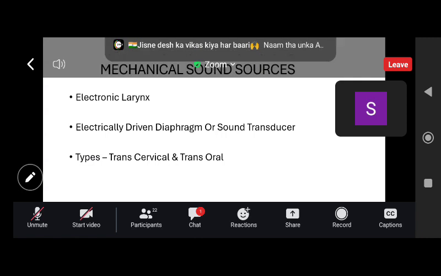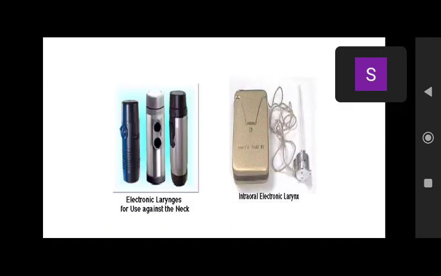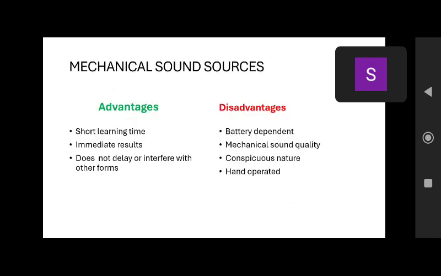The other is the mechanical sound sources, using an electrolarynx, which can be either transcervical or transoral. It can be used against the neck or the intraoral ones. The advantage is the learning time is very short. You can get immediate results, and it does not delay or interfere with healing or anything. Disadvantages are that it is battery dependent, the sound quality is very mechanical, and it is hand operated and conspicuous in nature.